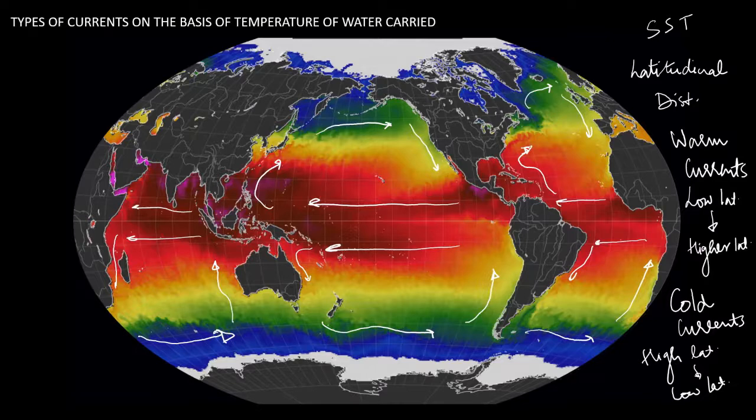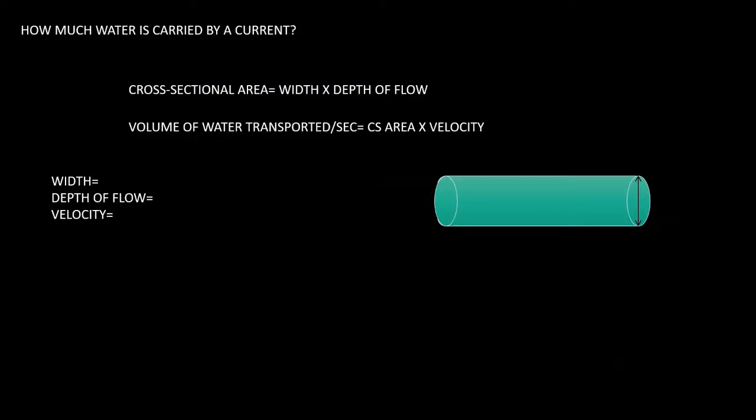Remember this, that the ocean currents are named on the basis of their geographical location. So we'll see how they are named. Now this is a very interesting thing. How much water is carried by an ocean current, and what is the unit to measure the ocean currents? Does it carry one bucket of water, two buckets, thousands of liters? How much amount of water is being carried?